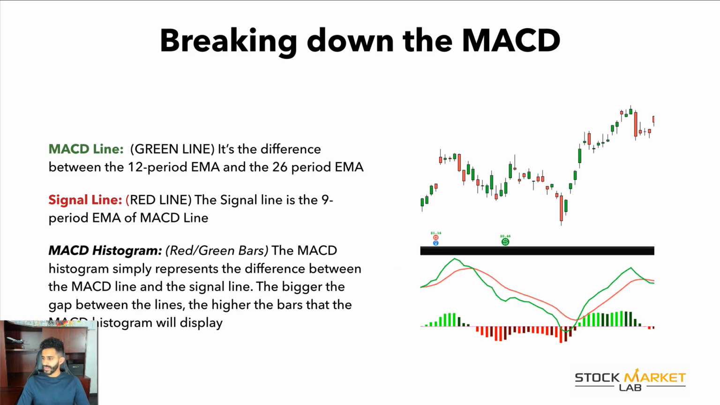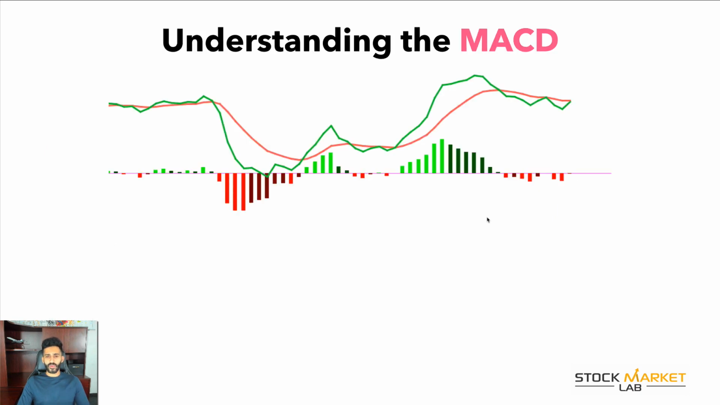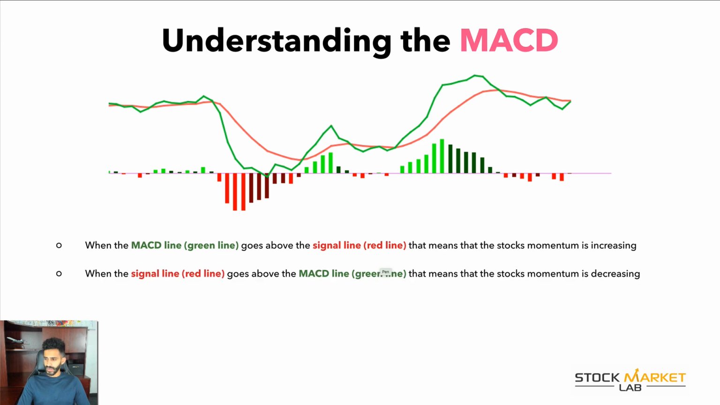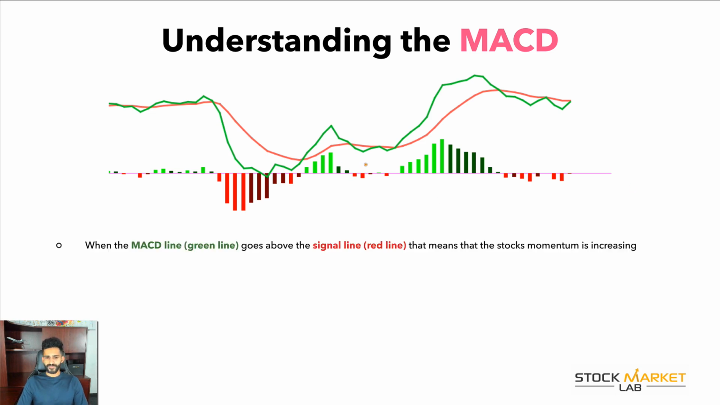Now let's jump into the MACD a little bit more and understand how it works. We broke the MACD down, so let's understand it on a deeper level. First, when the MACD line, the green line right here, goes above the signal line, the red line, that means the stock's momentum is possibly increasing. Same thing here: it goes above, momentum is increasing, right?